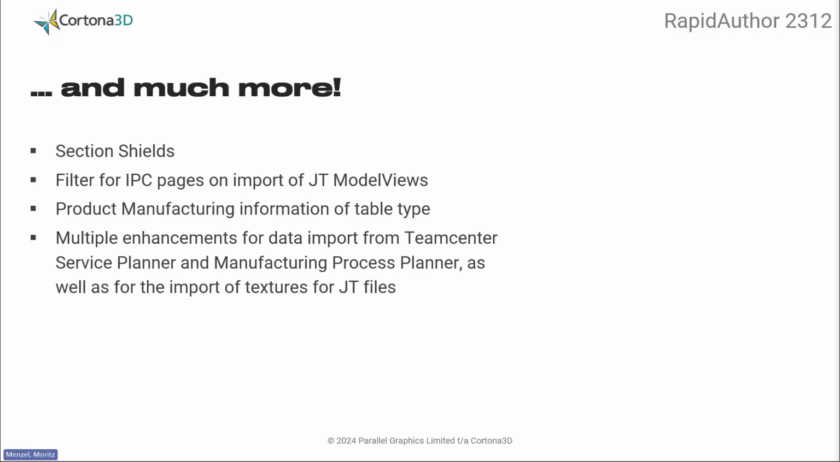But there's more, of course. We have improved the support for section shields and import them correctly if they are present in JT model view objects. When creating IPC pages from JT model views on import, only model views marked as published will now be imported. Then we also support product manufacturing information of table type now. And we have quite a few additional enhancements for data import from Teamcenter Service Planner and Manufacturing Process Planner, as well as for the import of textures for JT files. For a full list of information on new features in this release, please see the release notes.